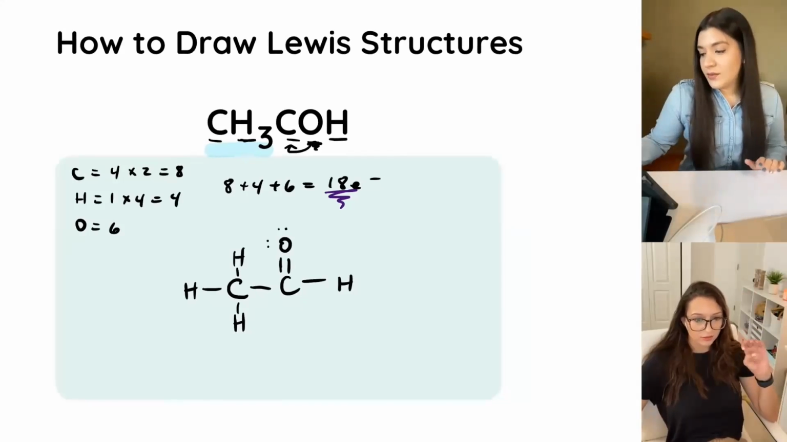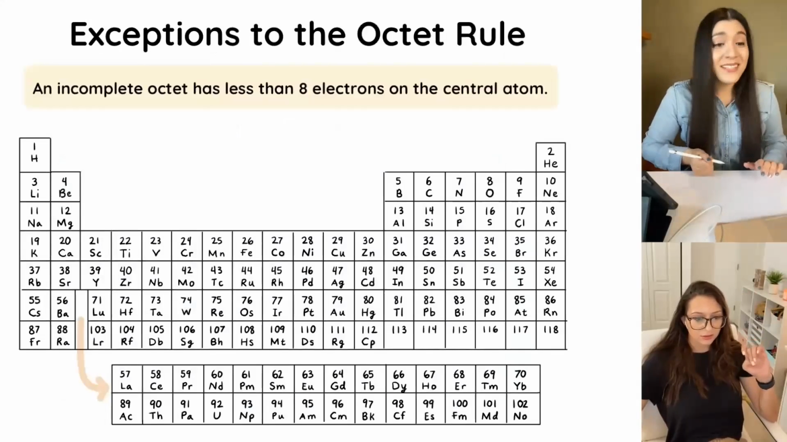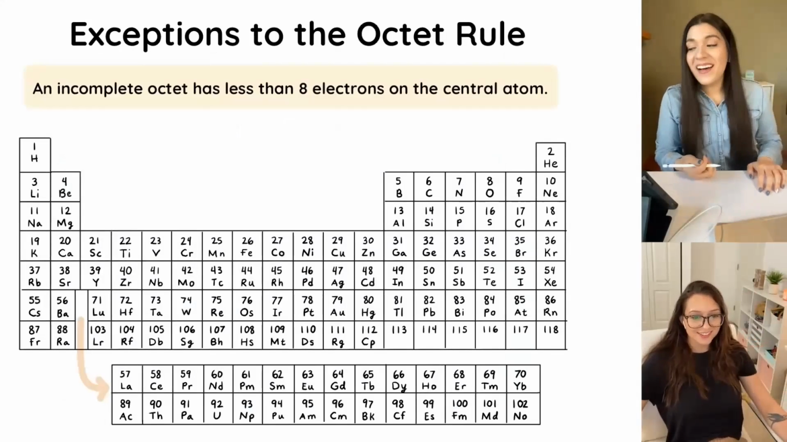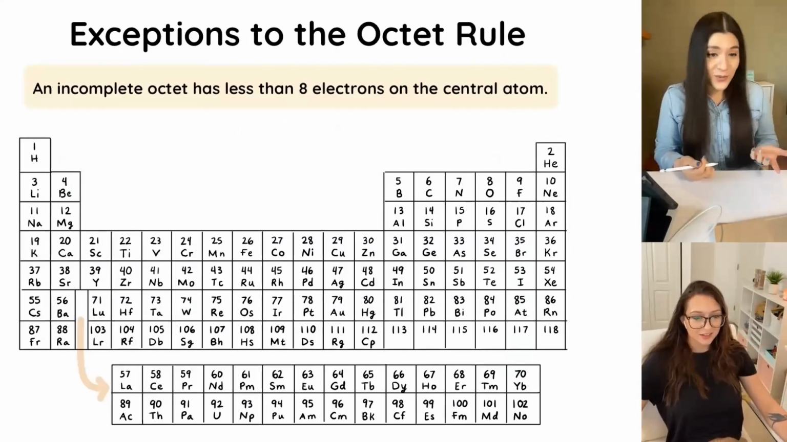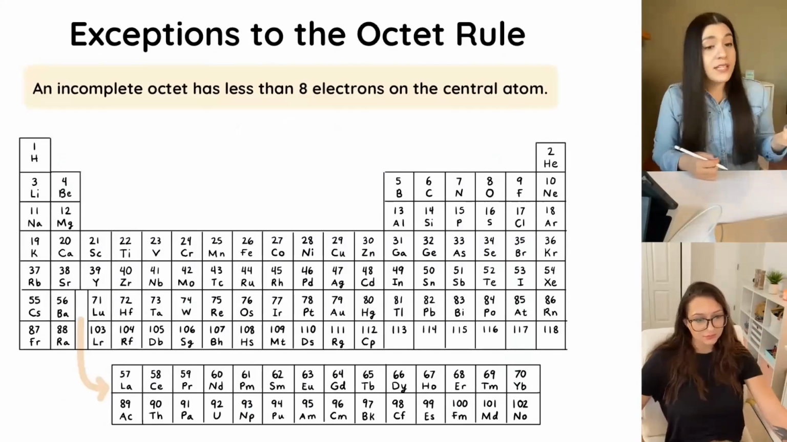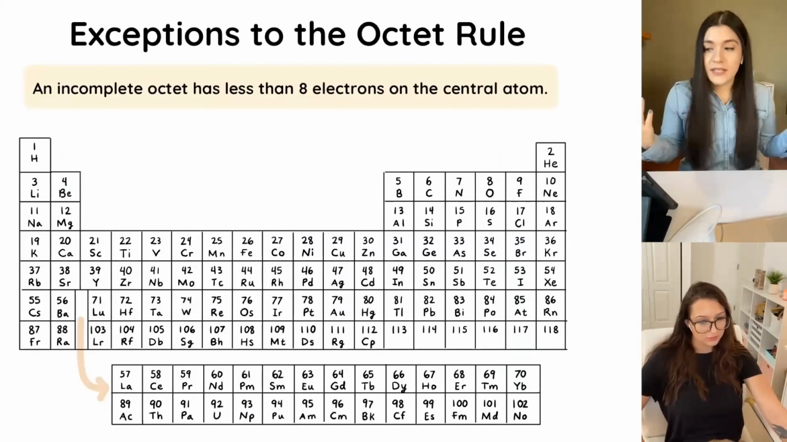Okay. Cool. And there are exceptions, of course. I know, but luckily these aren't that terrible. There are going to be 2 main exceptions to the octet rule. We could have an incomplete octet, meaning there are going to be less than 8 valence electrons on the central atom. And I'll tell you how you can easily tell.